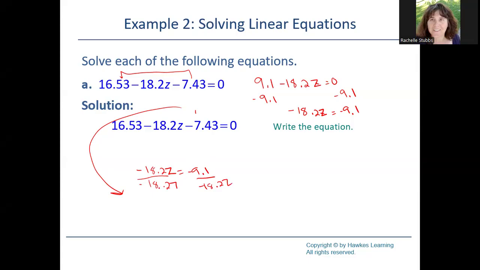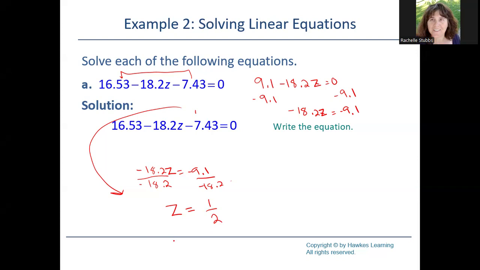A negative divided by a negative gives me a positive, not a z though. I'm not going to do the z. That's what we're trying to keep, just the 18.2. Sorry about that, no z with that. I'm going to get just z equals a positive 1/2.